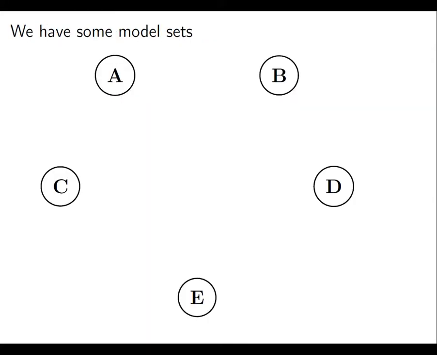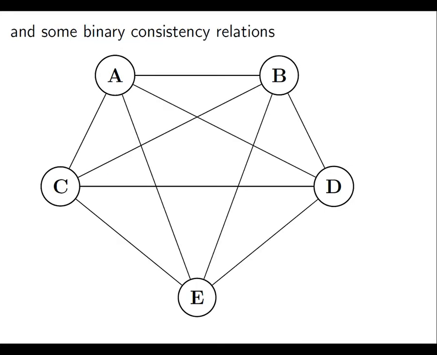So, we've got some model sets. The points in each of these model sets are entire models. This might be a set of UML models, this might be a set of suites of JUnit tests, this might be a set of collections of Java code, whatever it might be. And what we're saying is that we've got some binary consistency relations between these sets of models. And in principle, of course, we might have to consider the complete graph on our model sets. For any pair of models, we might have to ask ourselves, is that pair of models consistent?